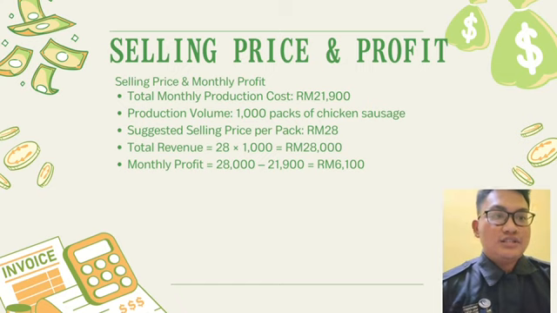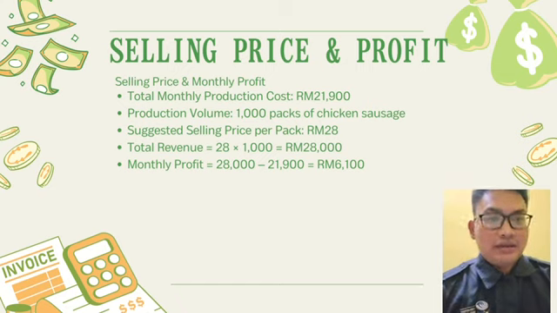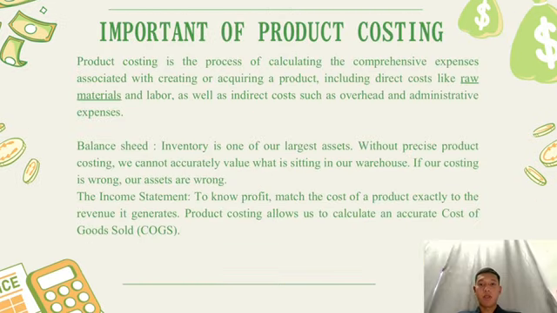Let's explain our selling price and monthly profit. The total monthly production cost is 21,900 ringgit Malaysia for producing 1,000 packs of chicken sausage. The suggested selling price is 28 ringgit Malaysia per pack, generating a total revenue of 28,000 ringgit Malaysia. After deducting all costs, the estimated monthly profit is 6,100 ringgit.